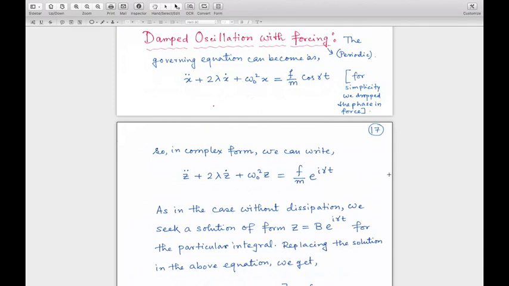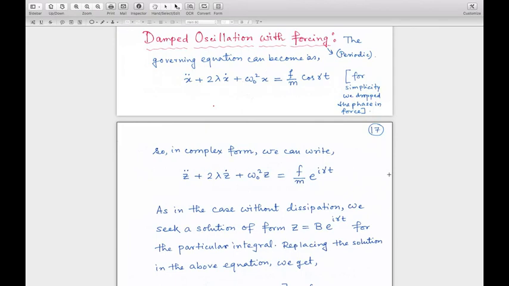Then for the damped oscillation without forcing, we had the interplay or the competition between omega 0 and lambda. If omega 0 is greater than lambda, or lambda is less than omega 0, that was the underdamped case. So this is still an oscillatory motion but not periodic because the amplitude is exponentially decreasing with time. And if lambda is greater than omega 0, then we have the overdamped case, and the solution is a superposition of two exponentially decreasing functions.